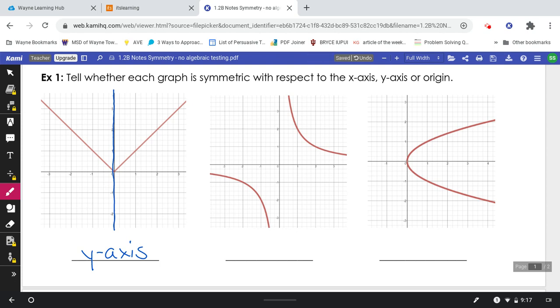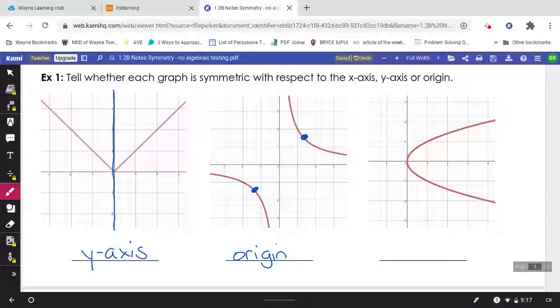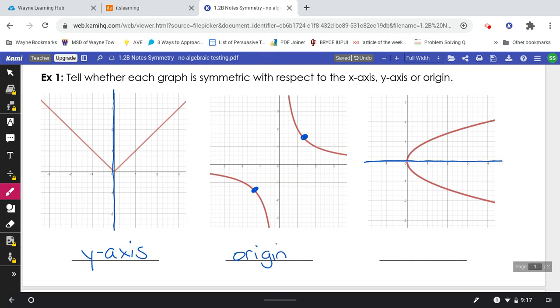The second one, I noticed very quickly that this is diagonal shapes from each other. So this one I know is going to be origin. It's going from one corner of the graph to the opposite corner of the graph. The last one is going to be x-axis symmetry. The x-axis cuts it right down the center, and you have the same thing at the top as you do at the bottom. X-axis.